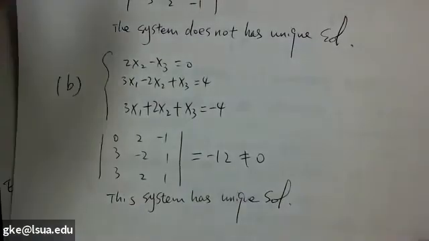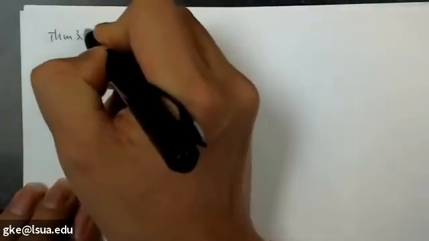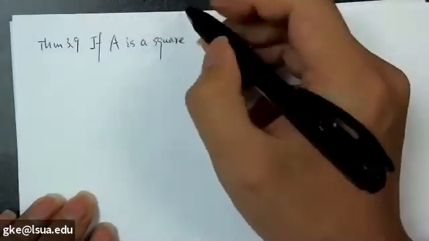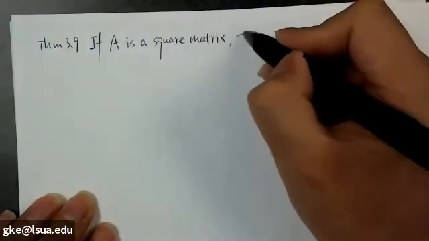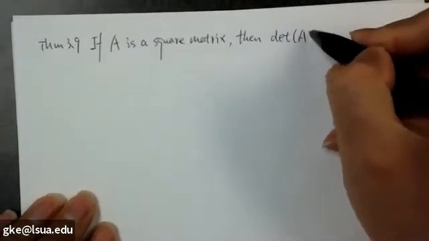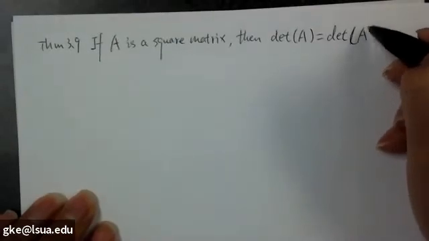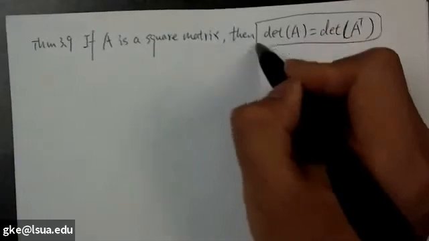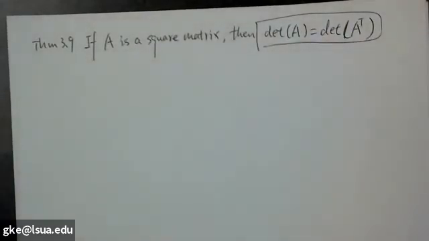Okay, now let's continue. Theorem 3.9: if A is a square matrix, then the determinant of A equals the determinant of A transpose. Okay, that's a very important property for the determinant and for the A transpose. The determinant of A equals the determinant of A transpose.